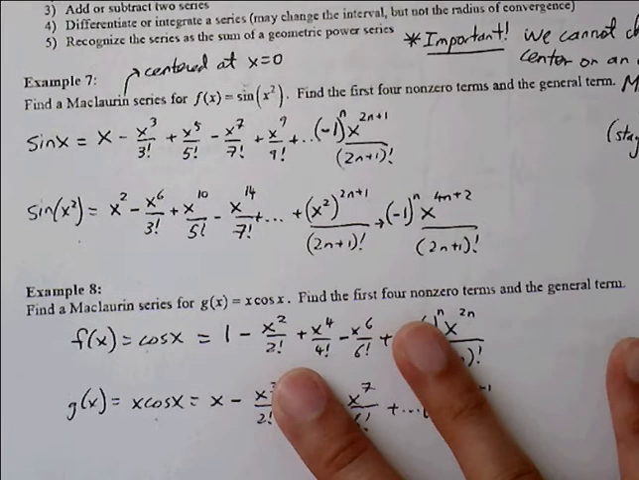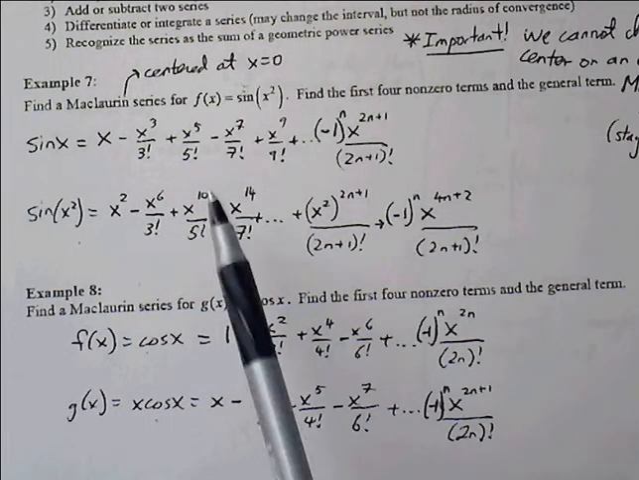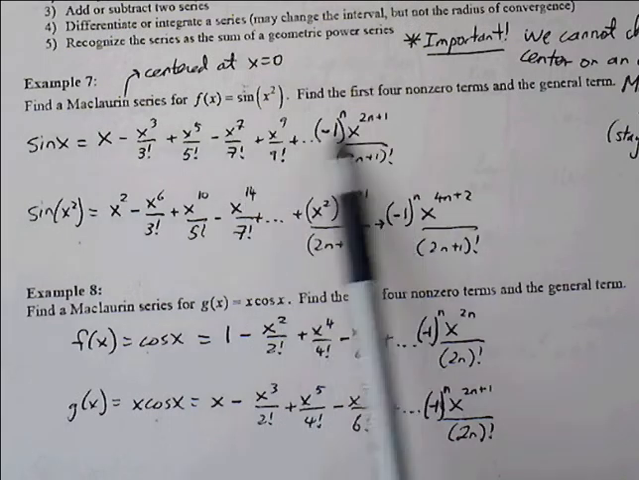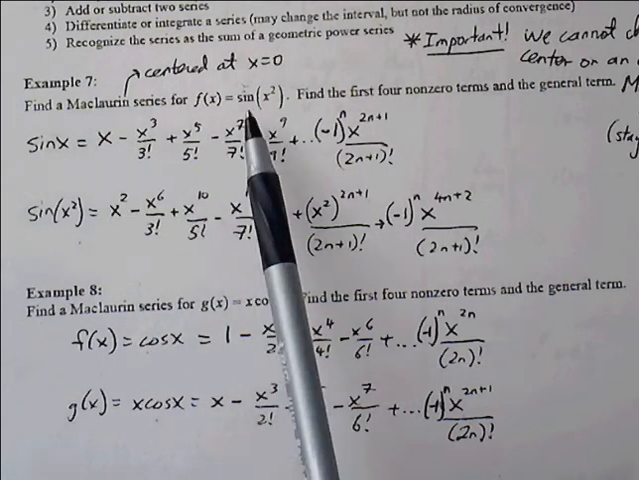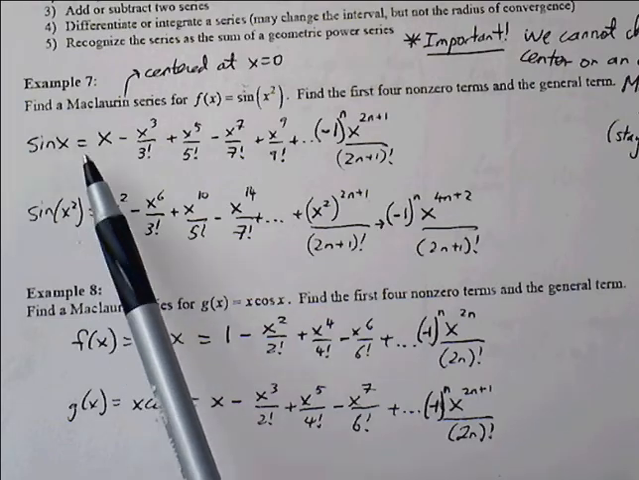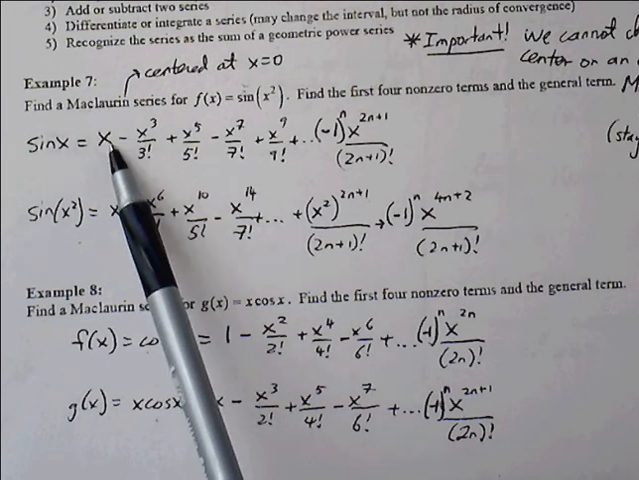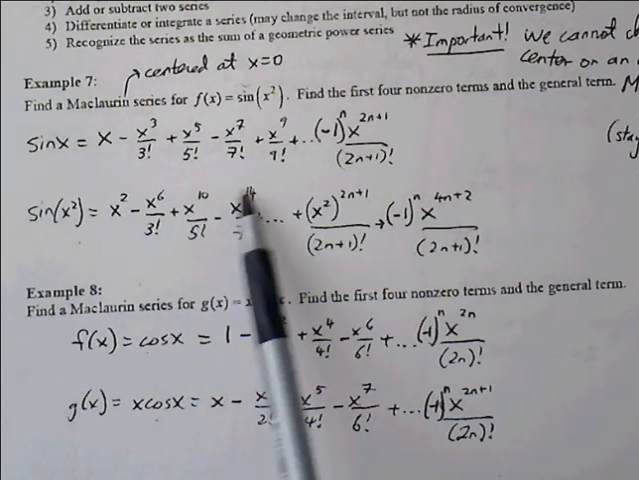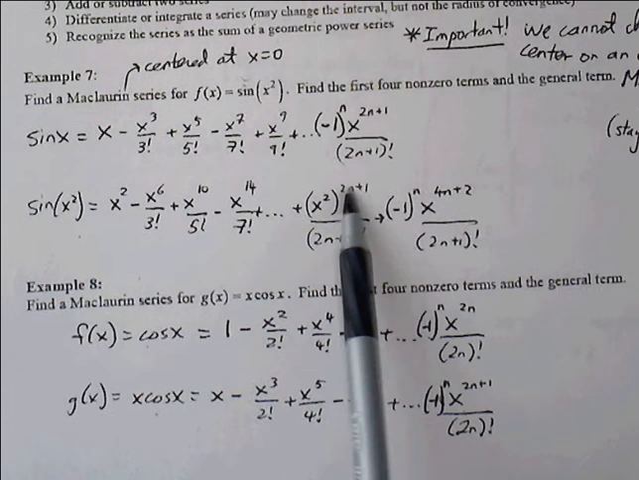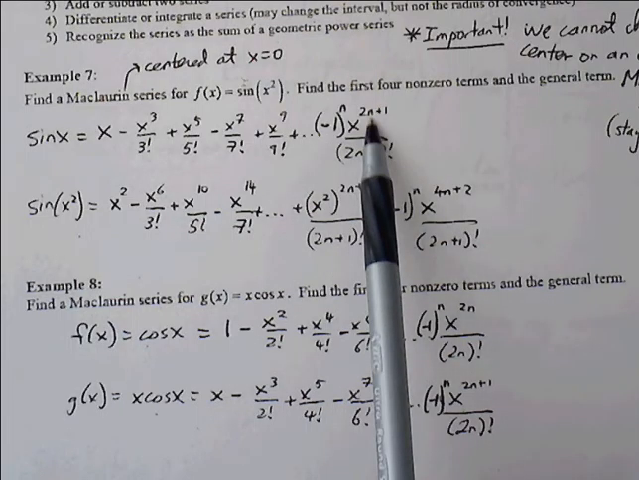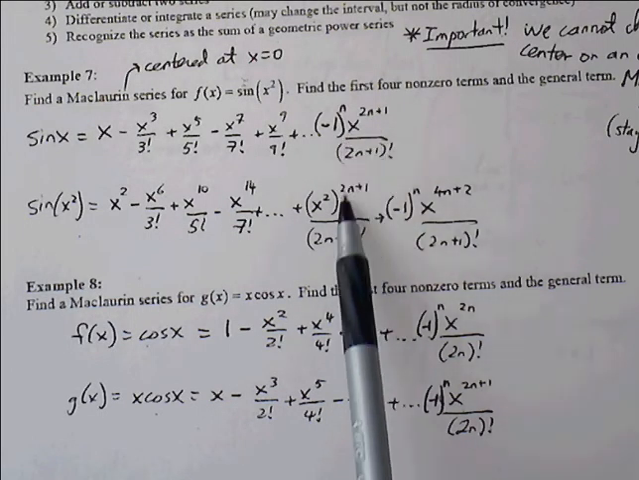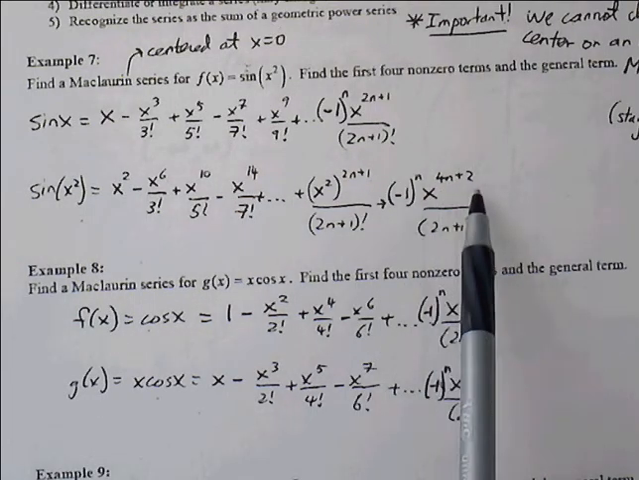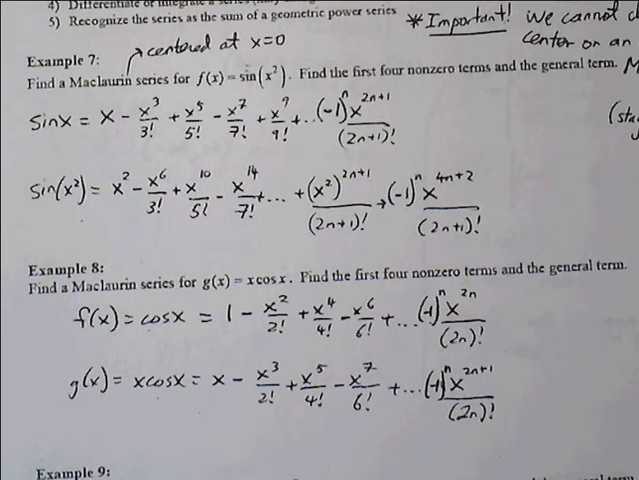Okay, example 7. Find the Maclaurin series for f of x equals sine of x squared. Let's write the power series for sine of x. Now all we do is replace all the x's we see with x squared, and once we do that we get x squared, x to the 6th, x to the 10th, and we also want to make the adjustment to the general term. So the x gets replaced with x squared. And if we clean this up, we get negative 1 to the n, x to the 4n plus 2 over 2n plus 1 factorial.